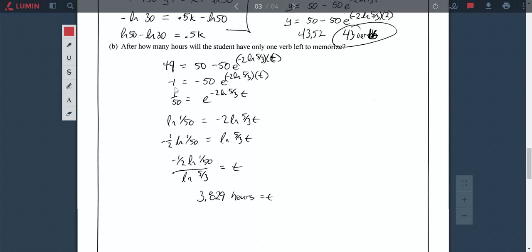So I subtract 50, gives me -1. I divide by -50, gives me 1/50. Take the natural log, divide by 2, and then divide by the natural log of 5/3. When I punch that in, I get 3.829 hours.